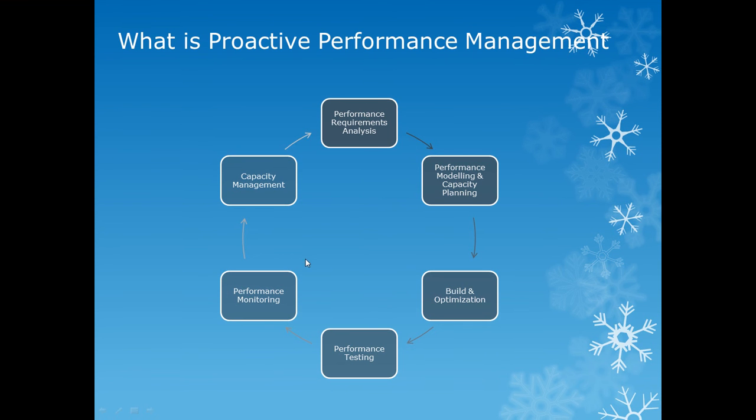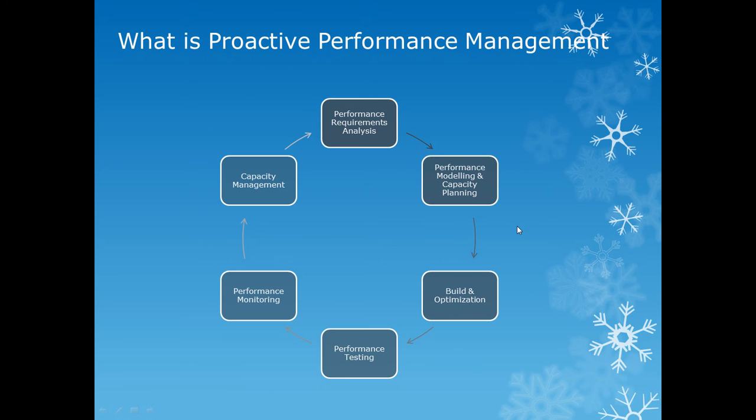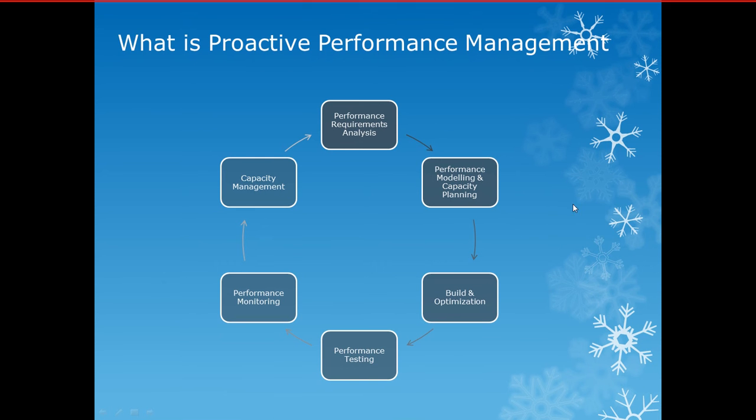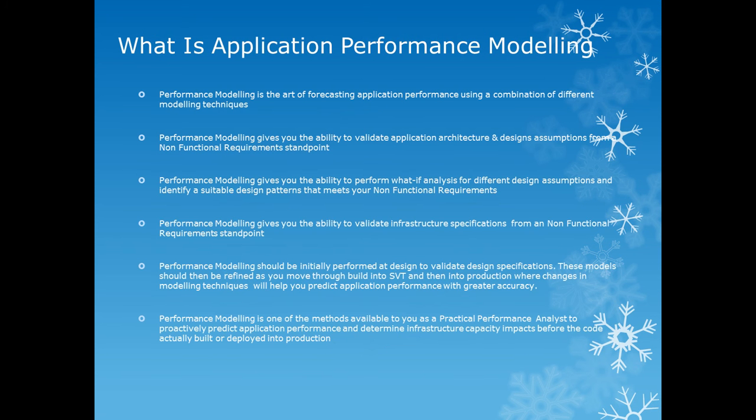Before go live, you've instrumented monitoring of the application in the expectation that you capture the relevant business workload and infrastructure workload performance metrics, and at go live you capture the requisite performance metrics. So proactive performance management is a set of activities across the software development lifecycle, which are focused on addressing performance in a proactive manner. So what is application performance modeling?